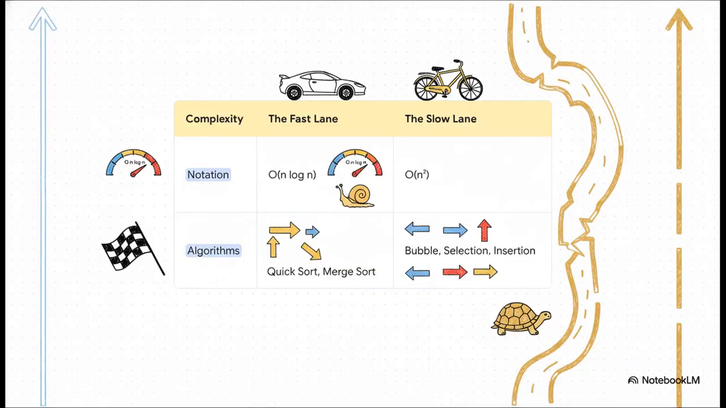Our sorting algorithms basically fall into two main speed categories. The simple sorts, like bubble sort, are in what we call O of n squared, or quadratic time. The divide and conquer ones, like quicksort, are O of n log n, or log linear time. But let's make it easy. Let's just call them the slow lane and the fast lane.